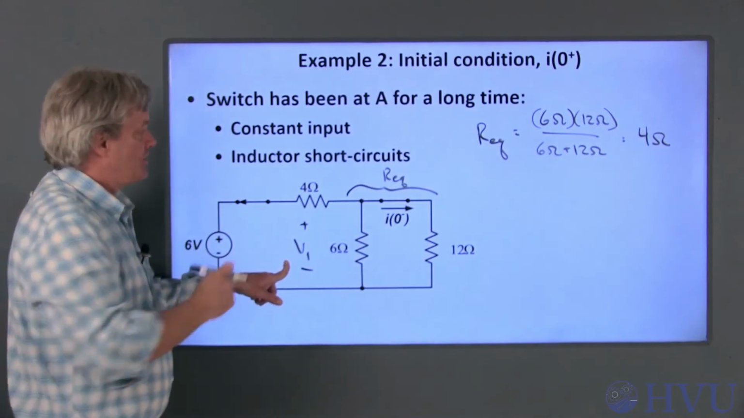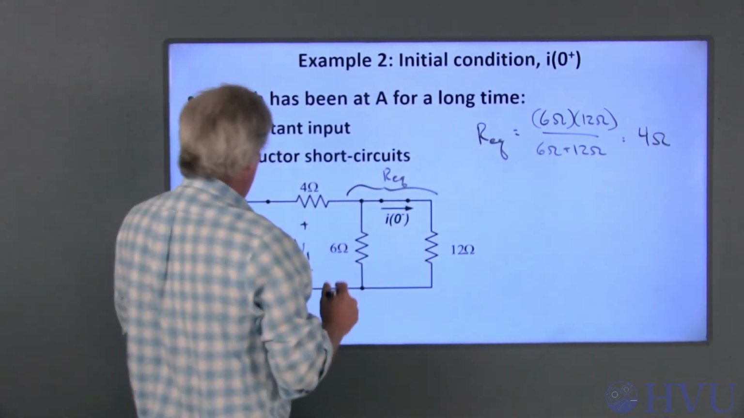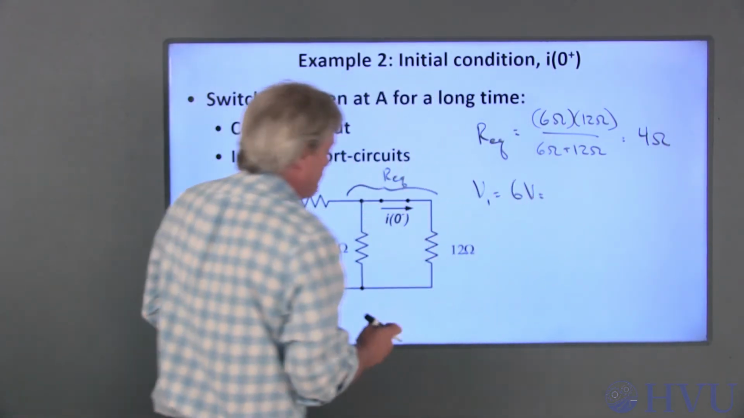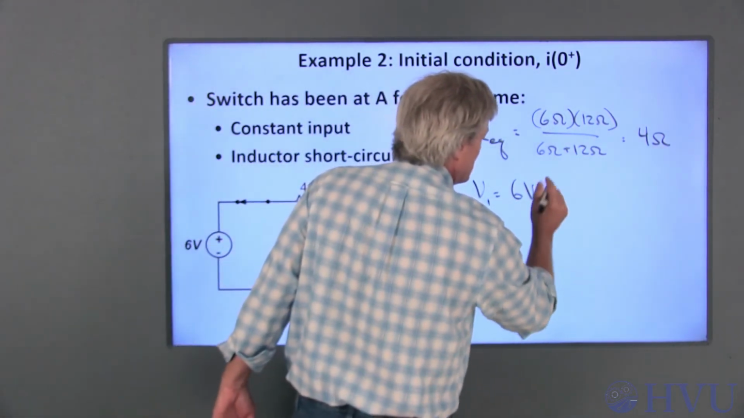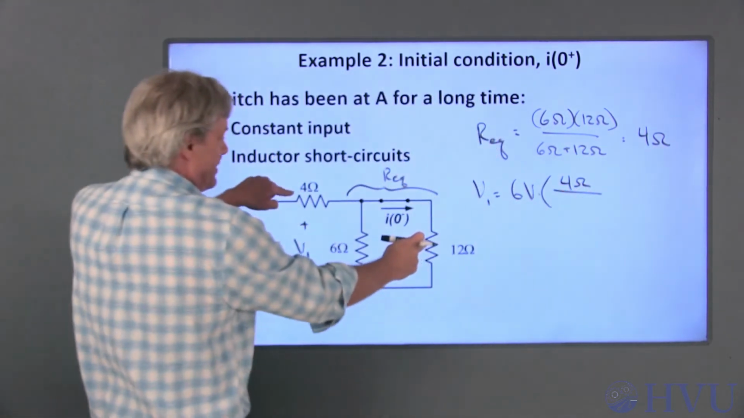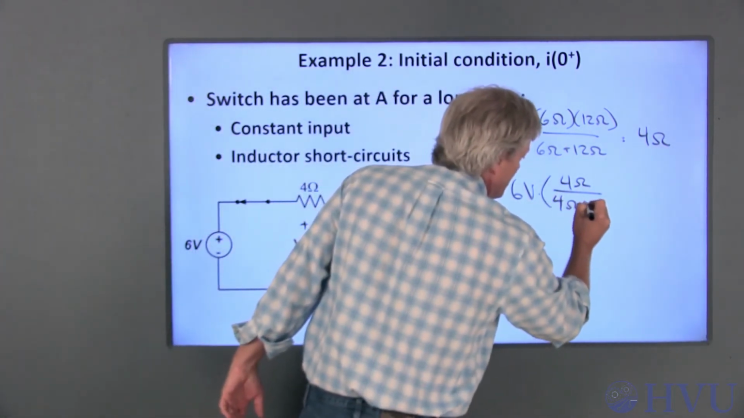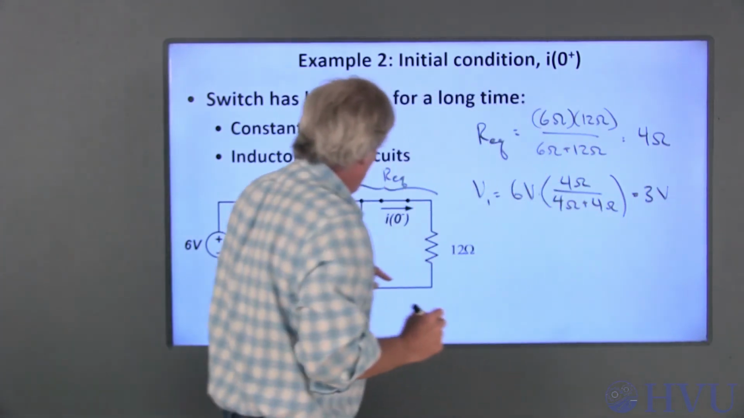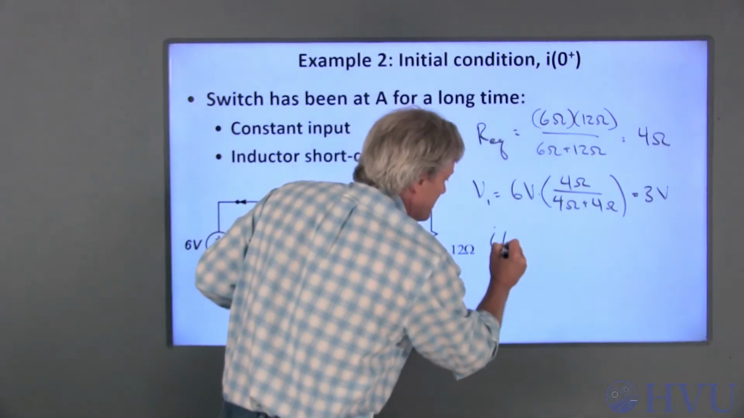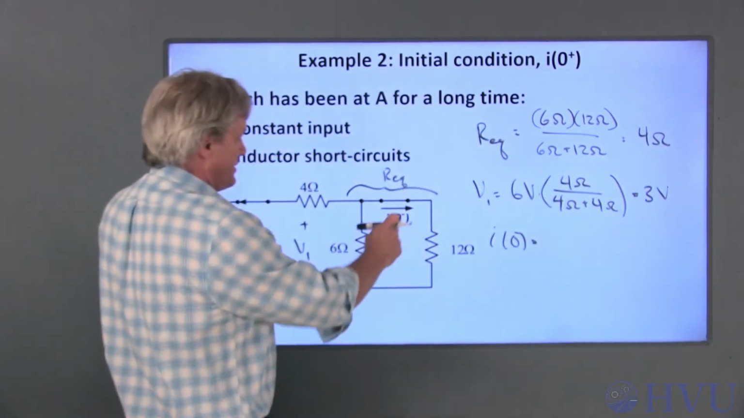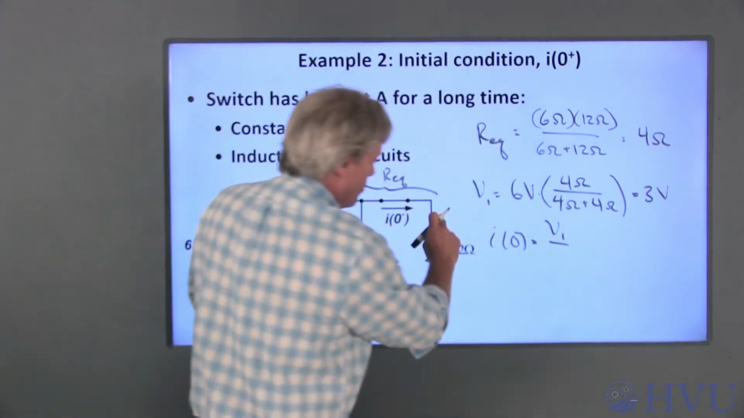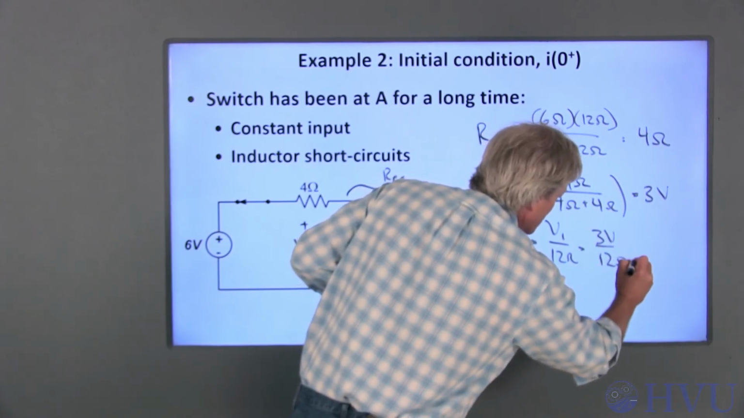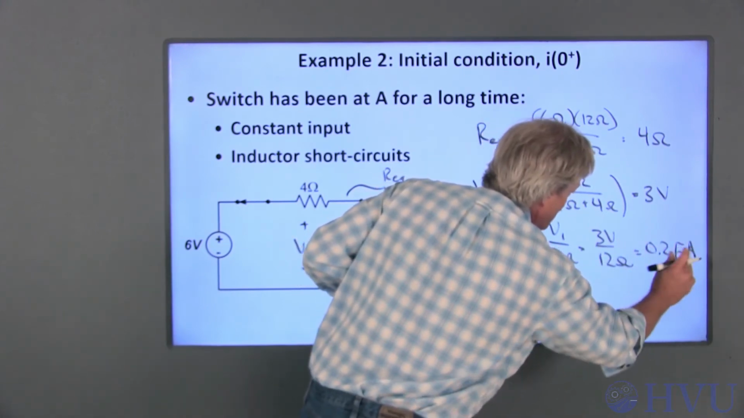Now V1 is from a voltage divider. These 2 4 ohm resistors are in series, and I know the total voltage across them. So V1 is the total voltage, 6 volts, times this equivalent resistance, 4 ohms, over the sum of this resistance and this, which is 4 ohms plus 4 ohms. So V1 is half of 6 volts, which is 3 volts, and I at 0 minus is equal to V1 over 12 ohms, this current, which is 3 volts over 12 ohms, which is 0.25 amps.